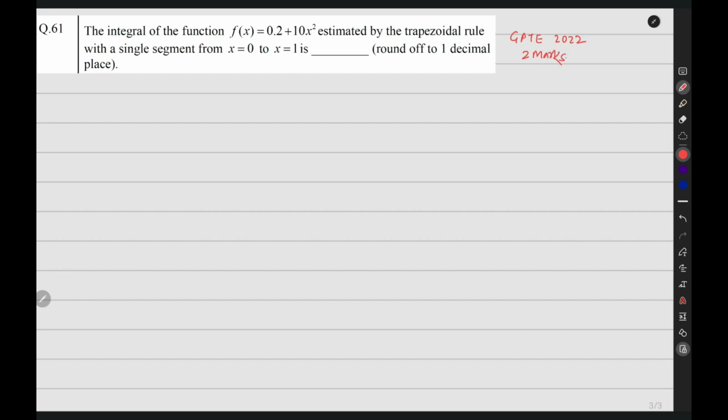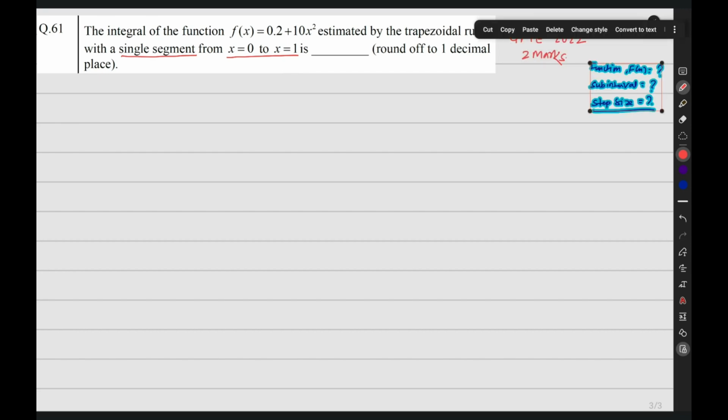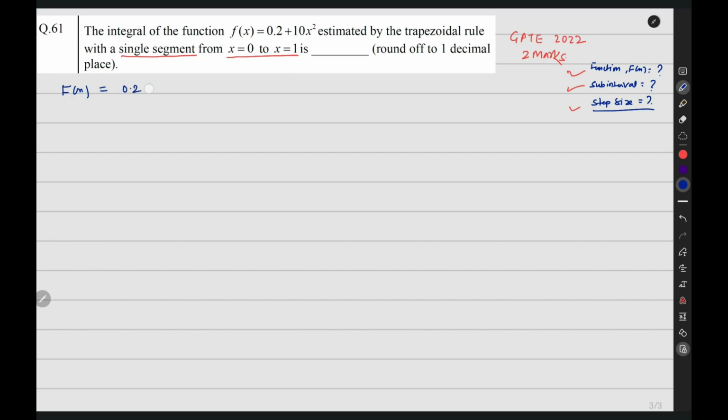Now we will read the question. The integral of the function f(x) equals 0.2 plus 10x squared, estimated by the trapezoidal rule with a single segment from x equals 0 to x equals 1, is. Like the previous case, first of all we are going to determine three things: function, subinterval and step size. So we will write the function first: f(x) equals 0.2 plus 10x squared.